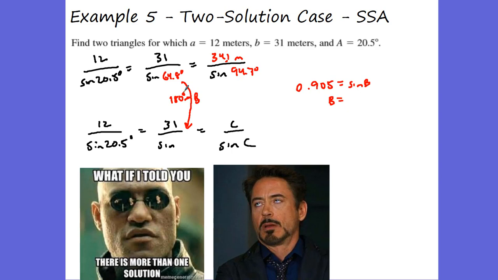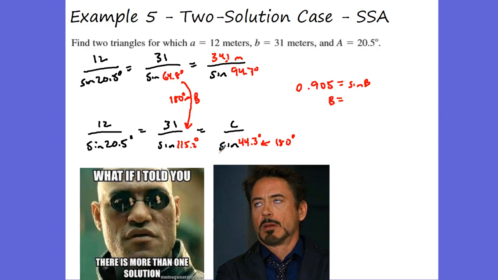So 180 degrees minus 64.8 ends up being 115.2 degrees, which means let's take a look at angle C. These should all add up to 180 degrees. So 180 degrees minus 115.2 minus 20.5. Now, again, if these two angles add up to more than 180 degrees, you don't have a second triangle. But in this case, we do. We have 44.3 degrees. Okay, it had the ability of having a second triangle.